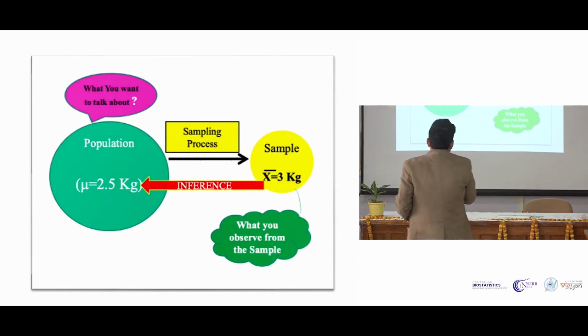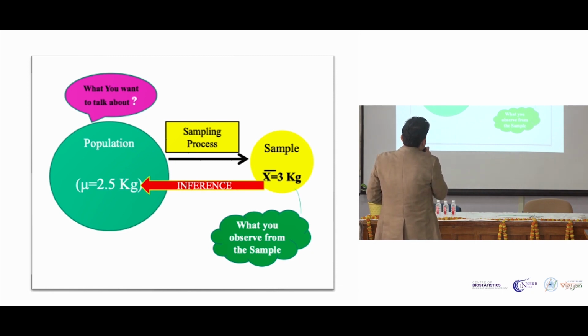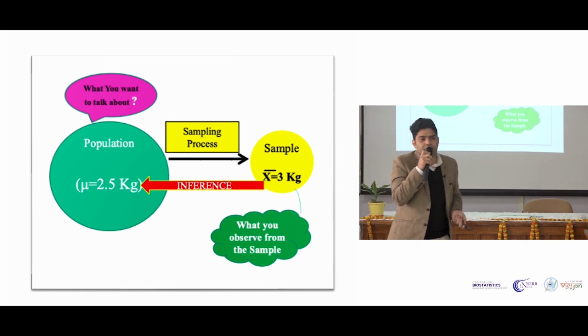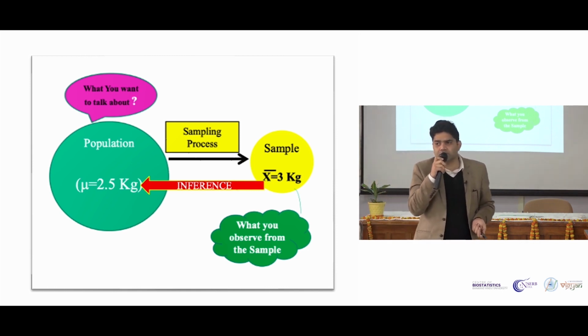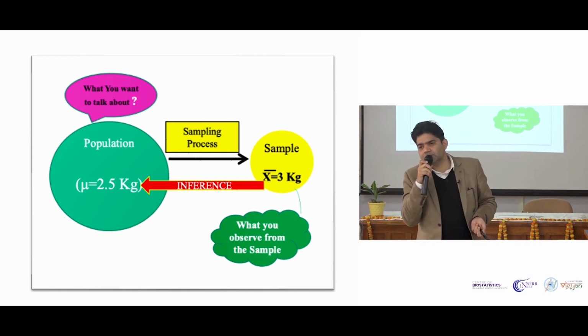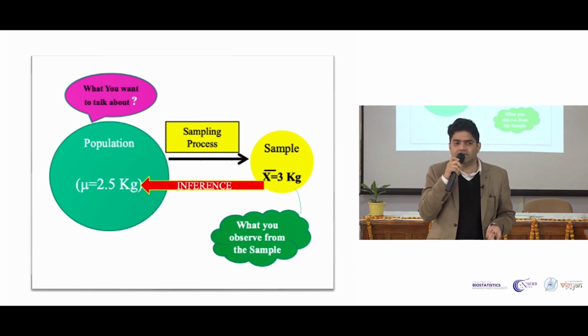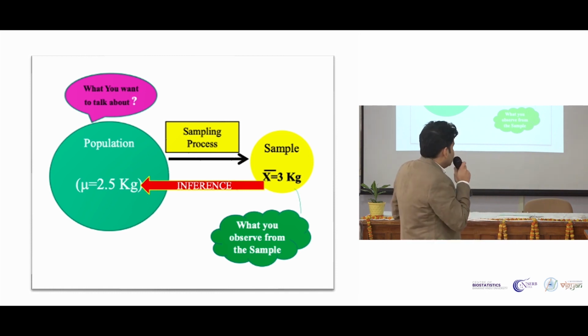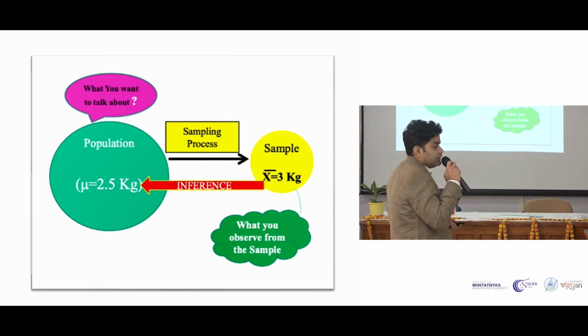This we have seen. Now what you want to talk about: mu is equal to 2.5, the population mean birth weight. It's 2.5, from the sample you got 3 kg, and from the sample you are making an inference about the population. What would be the null hypothesis here? H naught is such that birth weight in our population is the same as that. Our sample is the same as that. We would be making the null hypothesis.